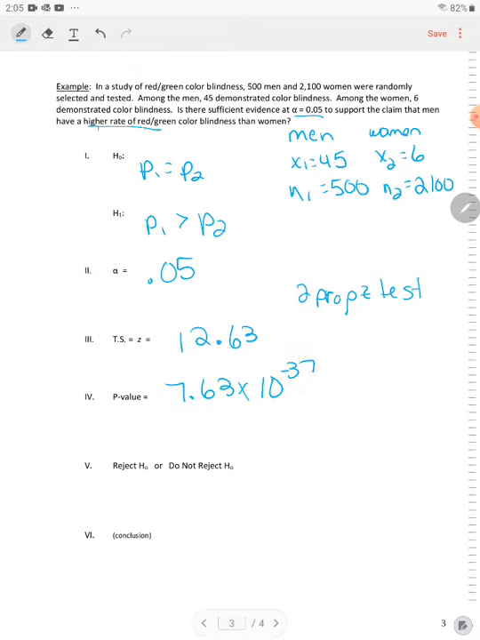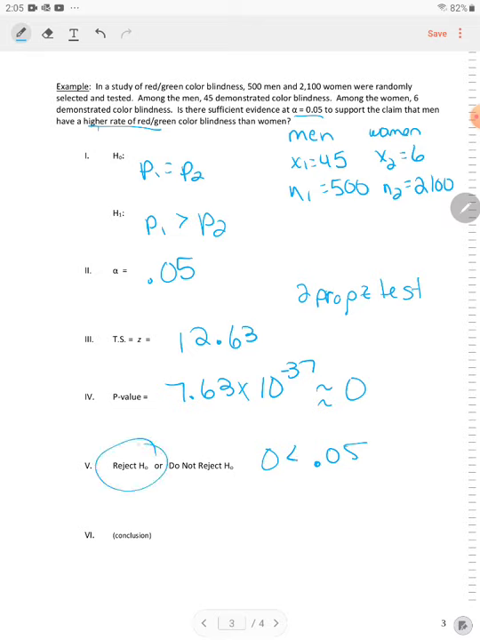Now that's scientific notation. That means we would move our decimal point to the left 37 places. So we're going to say that this is approximately 0. So how does 0 compare to 0.05? 0 is smaller. Reject H0.